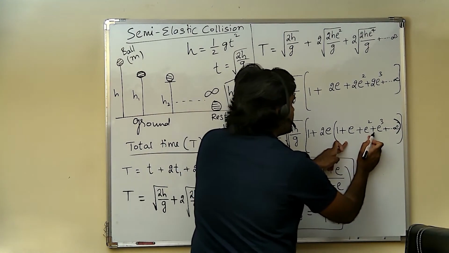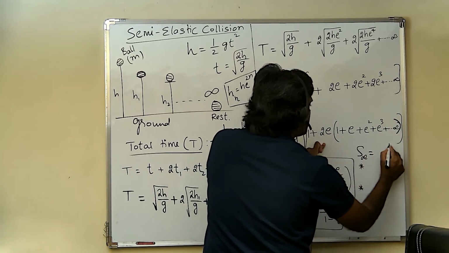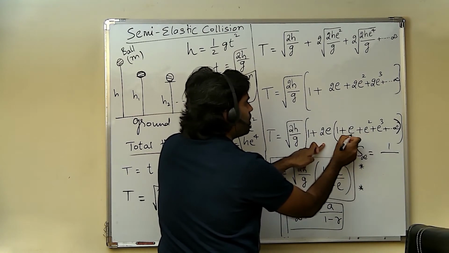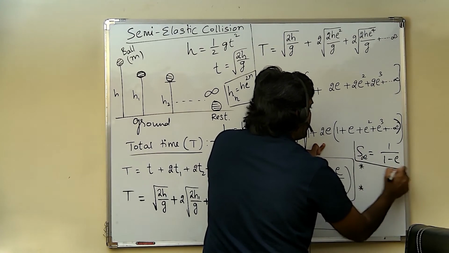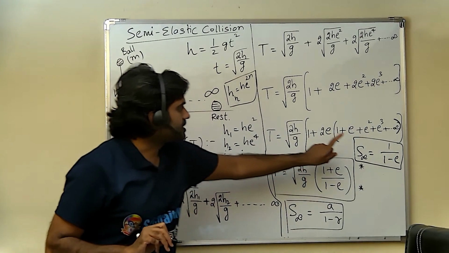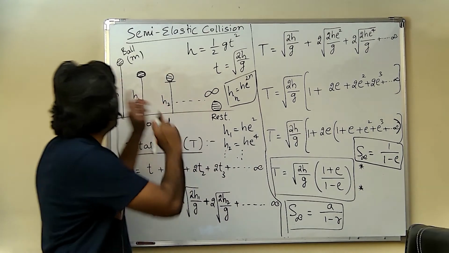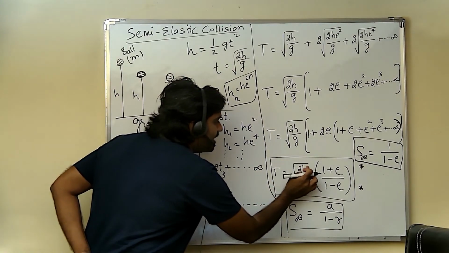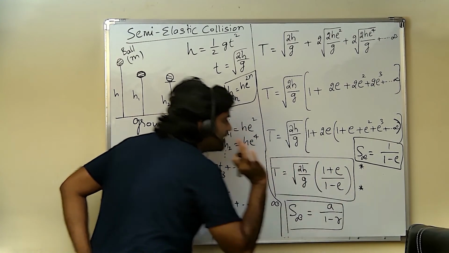Now if you apply the formula S infinity, you are going to get first term as 1 and common ratio as e by 1 or e square by e, again e. Therefore 1 minus e. So S infinity is going to be, for this situation, 1 by 1 minus e. So substitute here and simplify. Finally you are going to get the total time taken by the ball in this phenomenon before coming to rest as under root 2h by g into 1 plus e by 1 minus e. That's it.